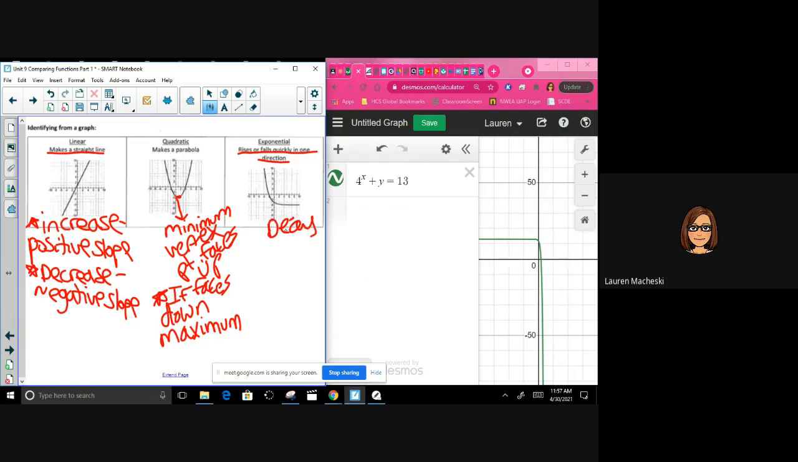If it increases or rises at a quick pace, that is called a growth. And remember, we just talked about that's based off of your B value. Telling from a graph is really easy also.